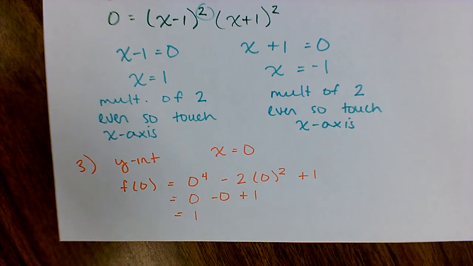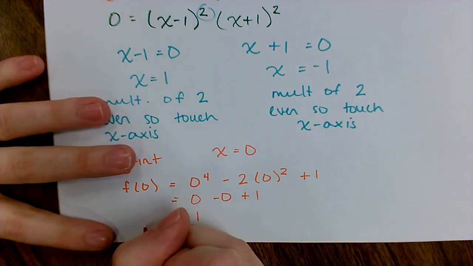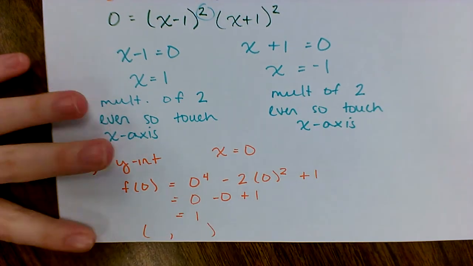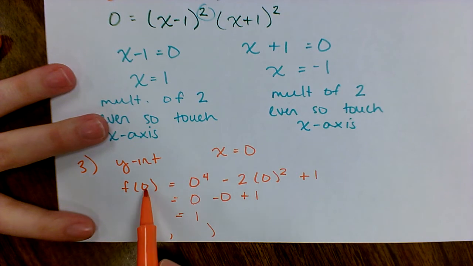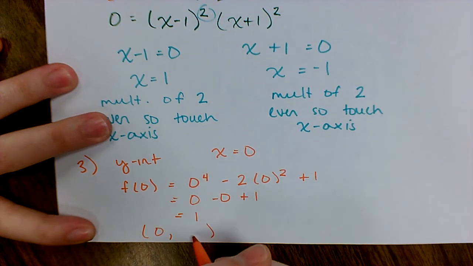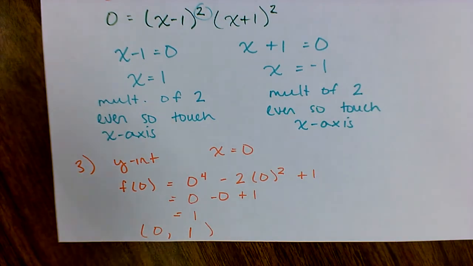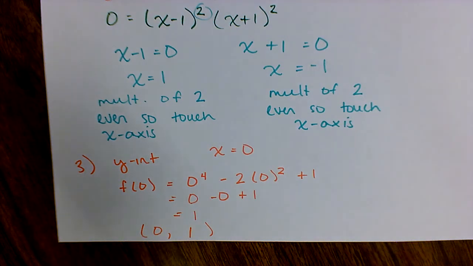But how do I write a y-intercept? What's it got to look like? Remember, a y-intercept is a point, so it's got to be an ordered pair. So what's my x value? Well, my x is 0. My y value is 1. So there's my y-intercept. Okay, so let's start putting a graph together from this information we have.